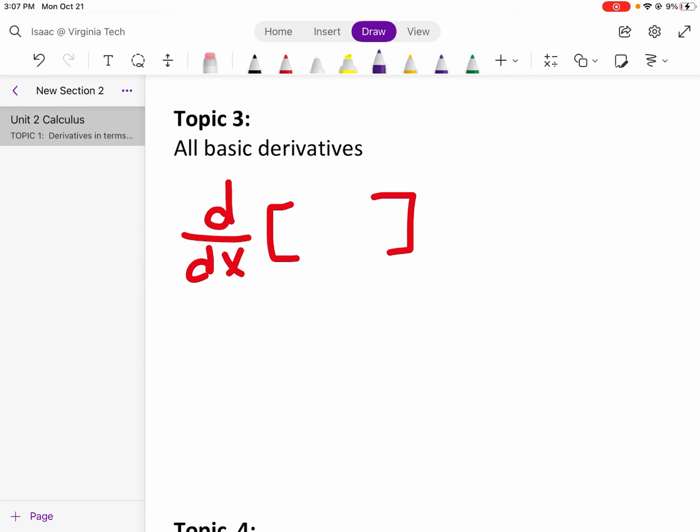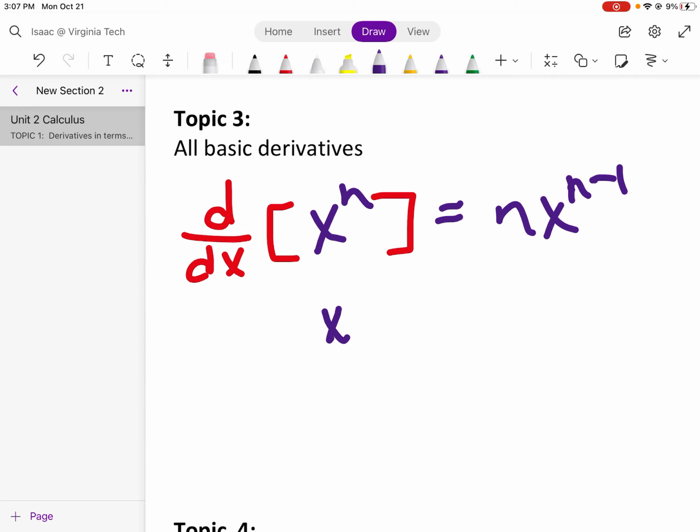Next, we'll do the power rule. That's not that bad. So if we have a function x to the n, we can say, okay, n x to the n minus 1. And I know I hate things like this, right? Because it's kind of just stupid. I'd rather see an actual example.